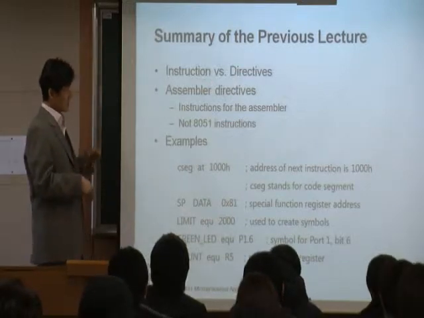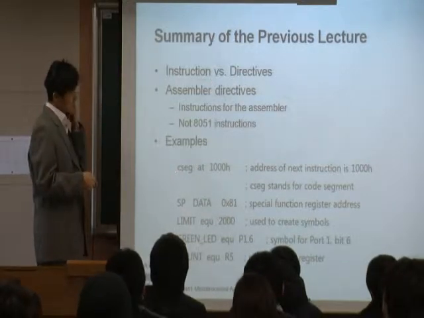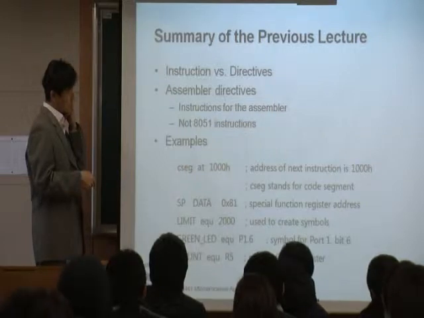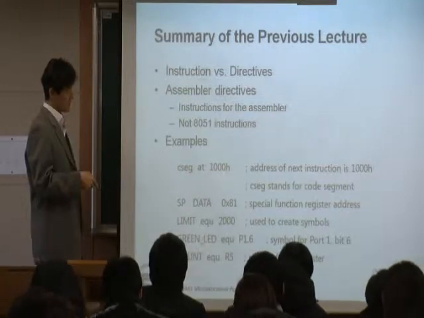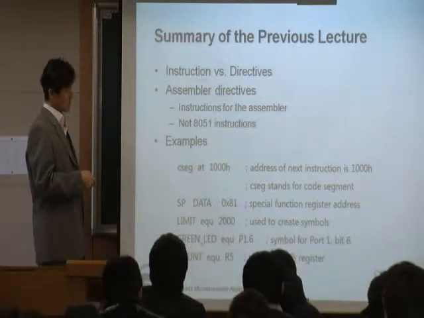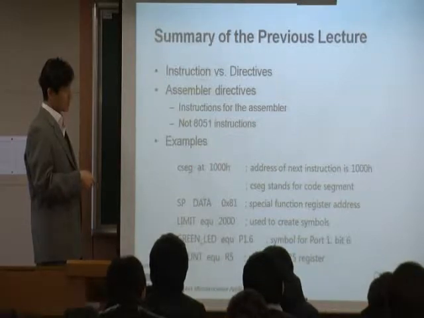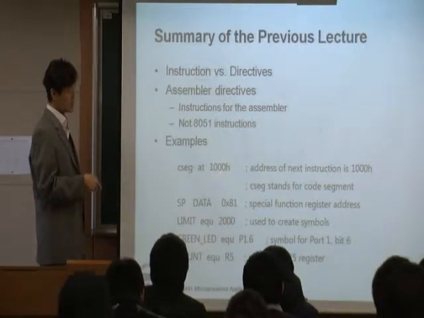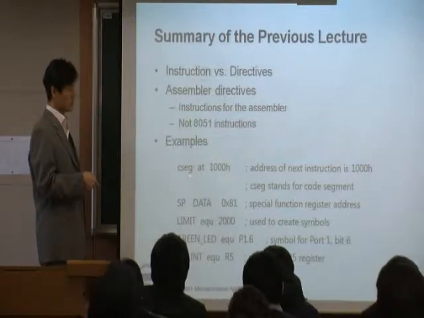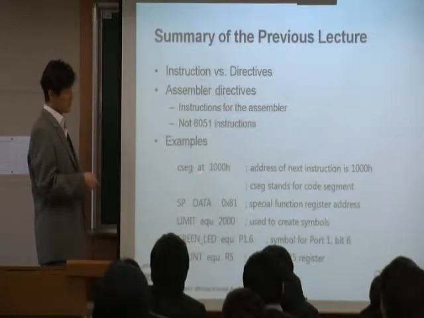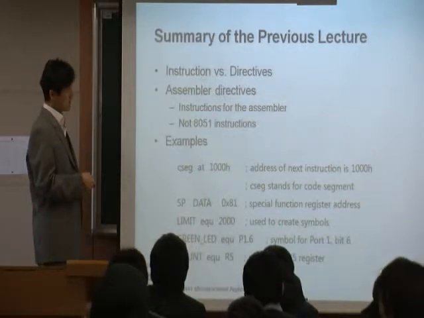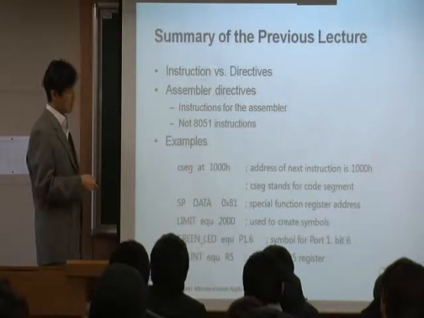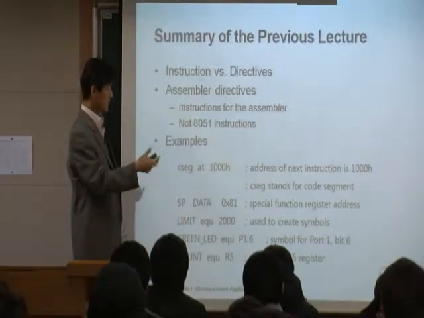Okay? As an example, see here that you see CSEG, or code segment, at 1000H, which basically means that you want to start the code segment at 1000H. 1000H is going to be the base address for your code segment. Okay, that's all this line says. Right? This is not an instruction. These are not really converted to binary.